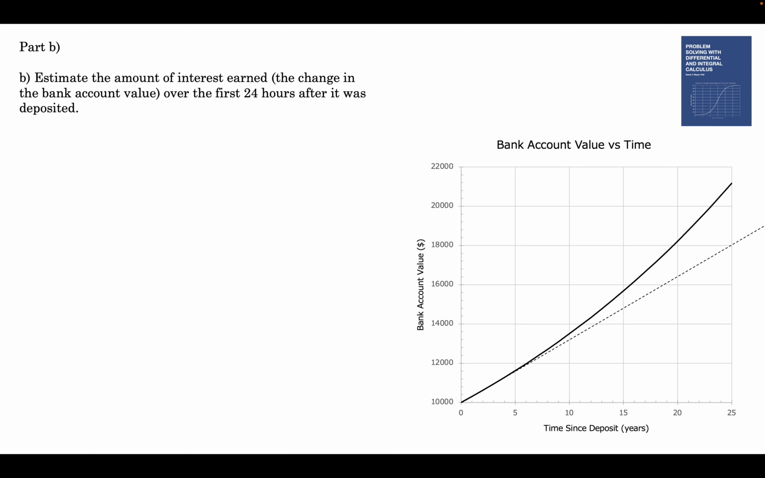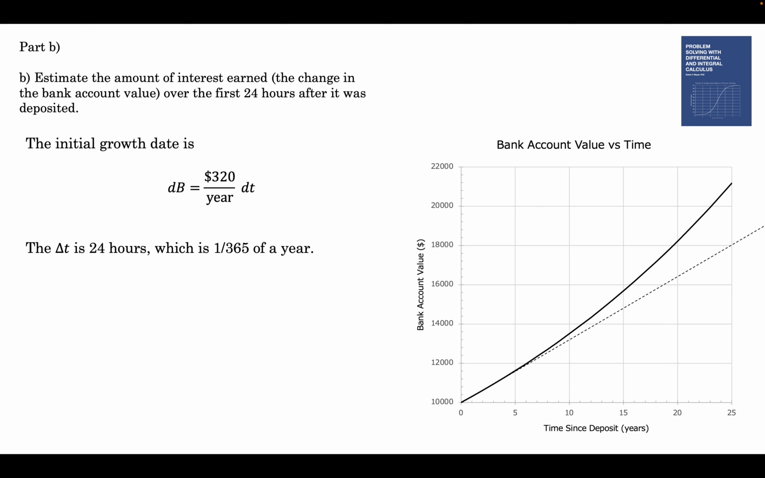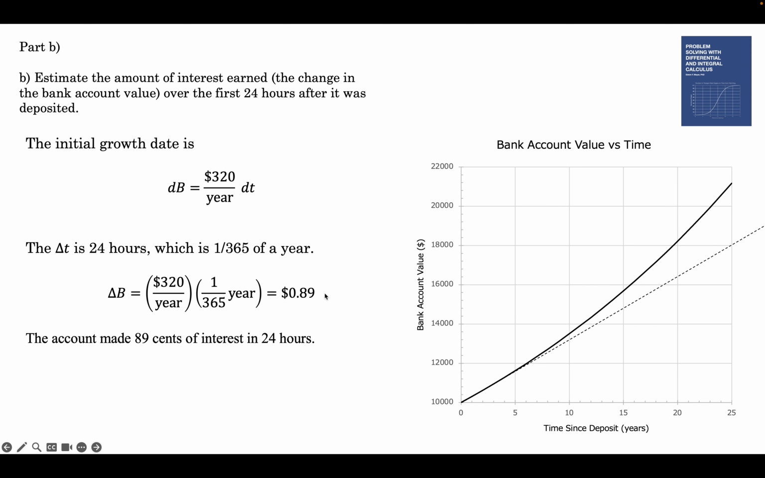Estimate the amount of interest earned over the first 24 hours after it was deposited. We know the growth rate. It's $320 per year. That connects dB and dt. The delta t is 24 hours, which is 1/365th of a year. We plug that in for dt. Don't tell any mathematicians we did that. It's an approximation. The change in the bankroll value is 89 cents. And I'm happy with that. The account earned 89 cents of interest the first 24 hours after it was deposited.